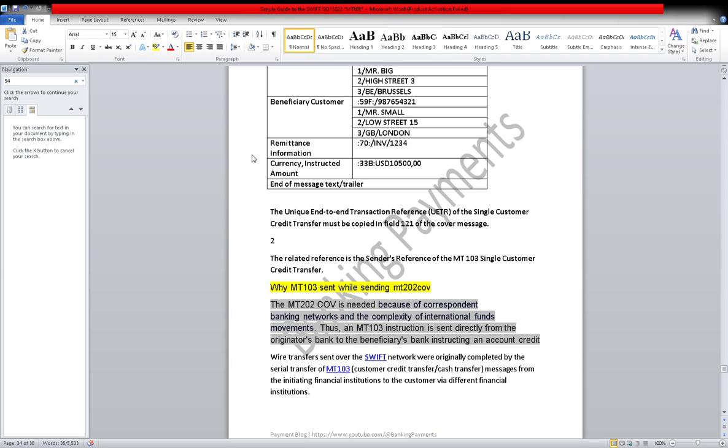Here, customer MT202 will be sent instead. I think this is some printing mistake or something like that. Why is MT103 mentioned here?